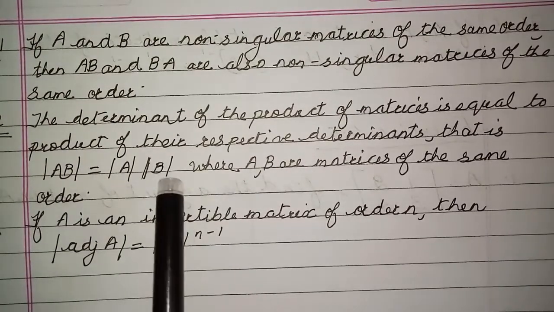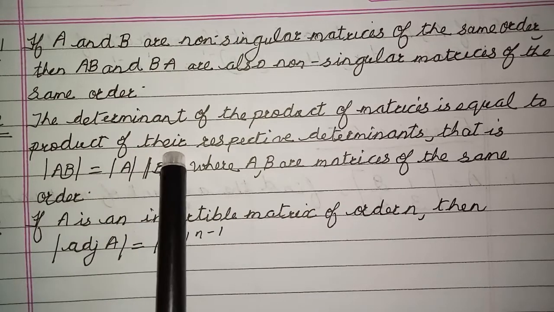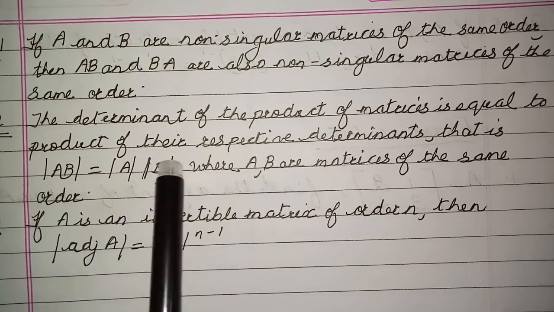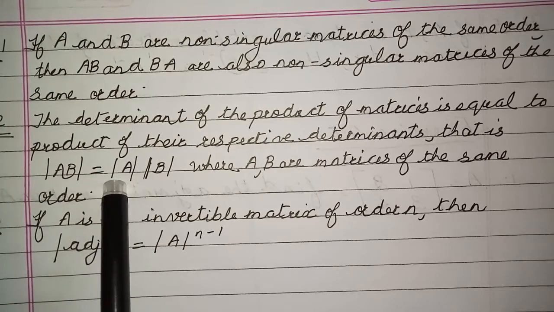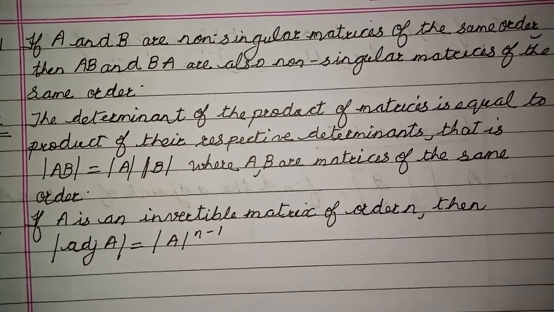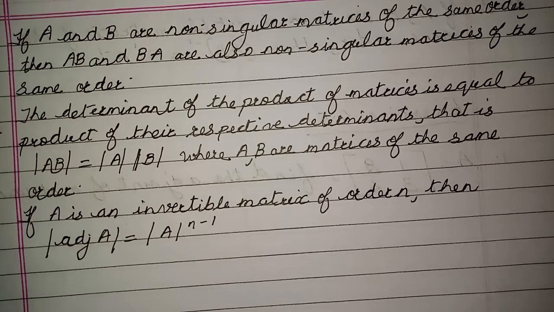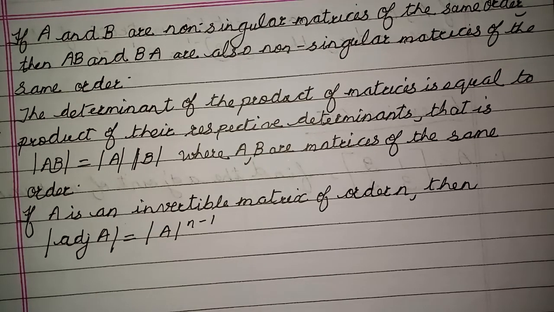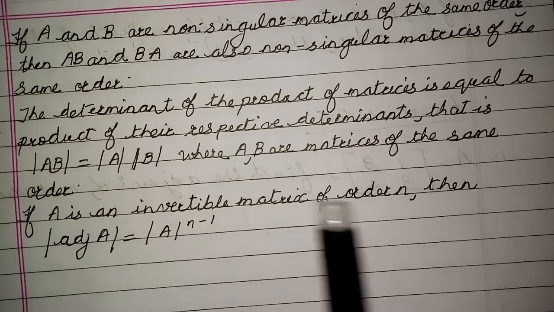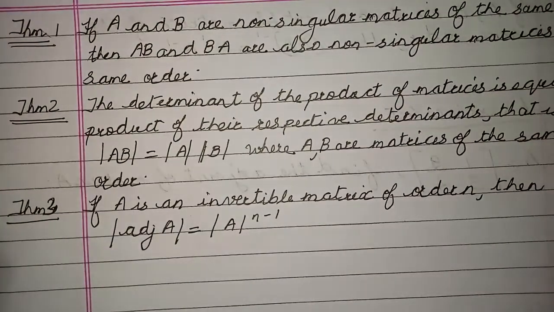The second one is a formula. The determinant of the product of matrices is equal to the product of the respective determinants. That is, determinant of AB is equal to determinant of A into determinant of B, where A and B are matrices of the same order. So what is it saying? That the determinant of the product of the matrices is the same as the product of the determinants of the individual matrices. That is, the theorem says that determinant of AB is the same as determinant of A into determinant of B.